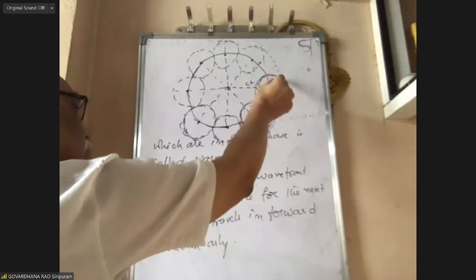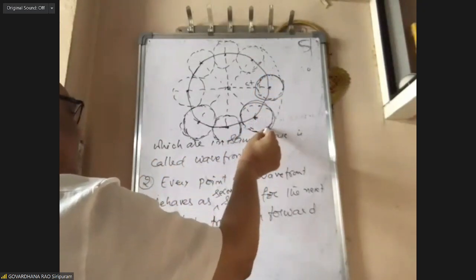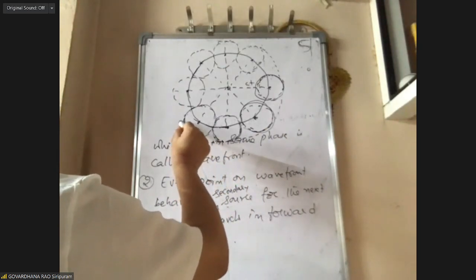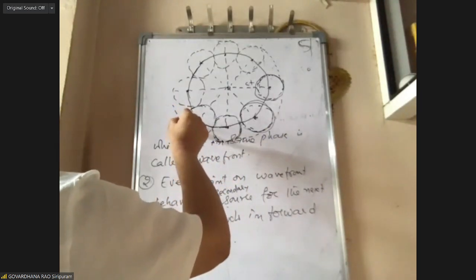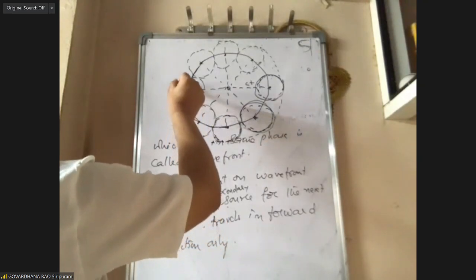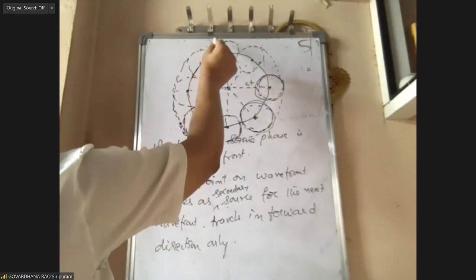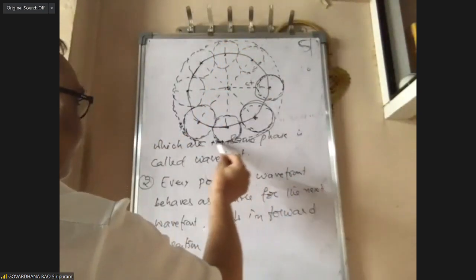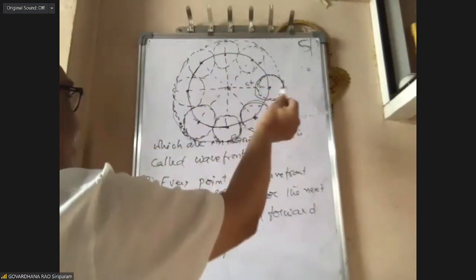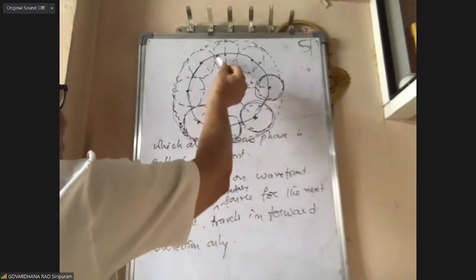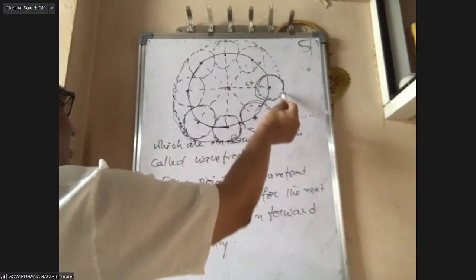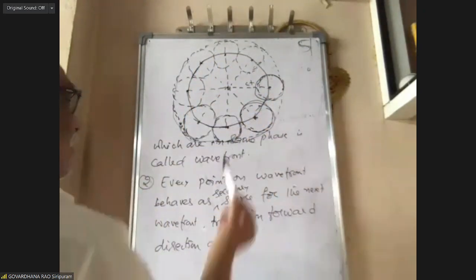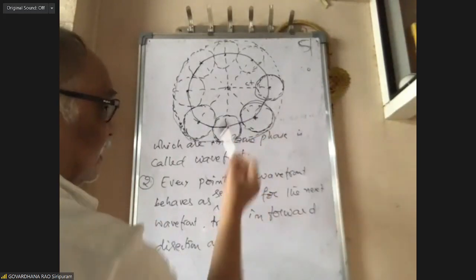And again, the locus of all these wavelets, all the wavelets which are in the same phase, this is another wavefront. This is the first wavefront. This is the secondary wavefront, because the secondary wavefront is derived from this secondary source.